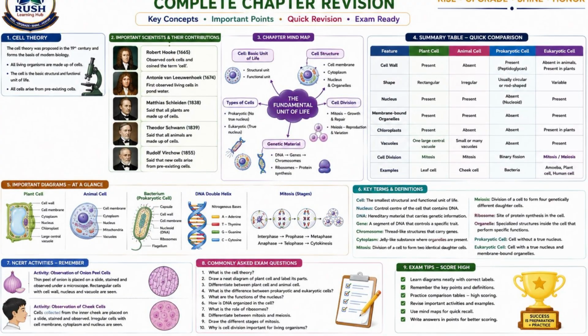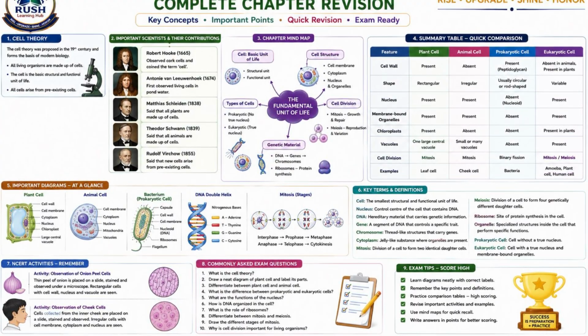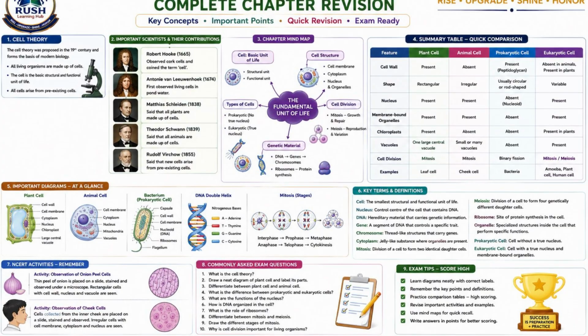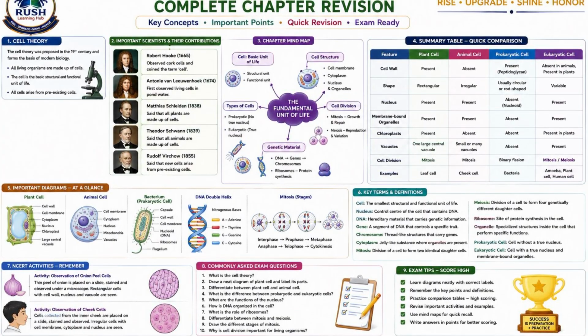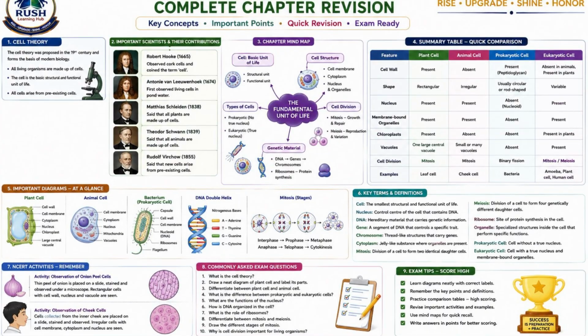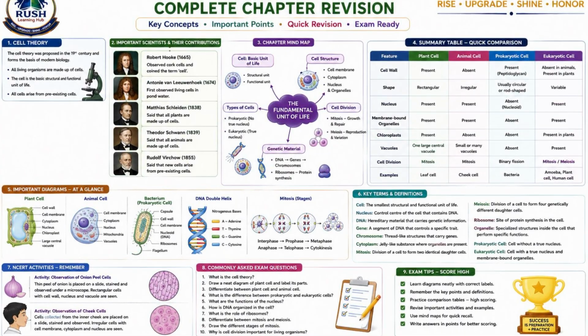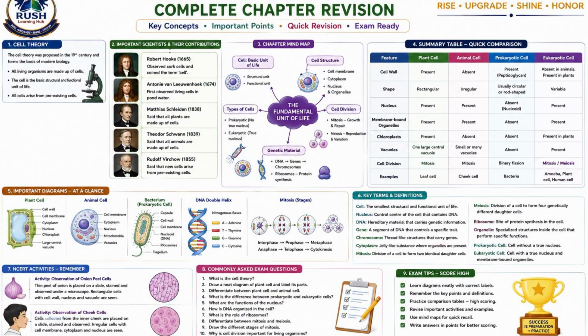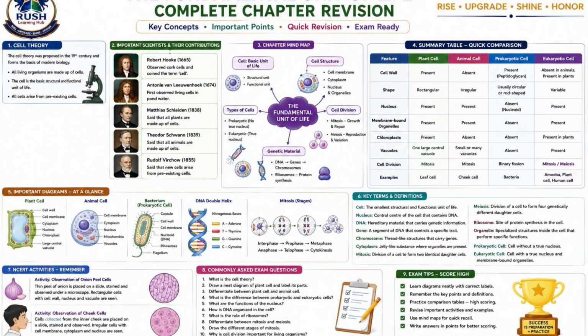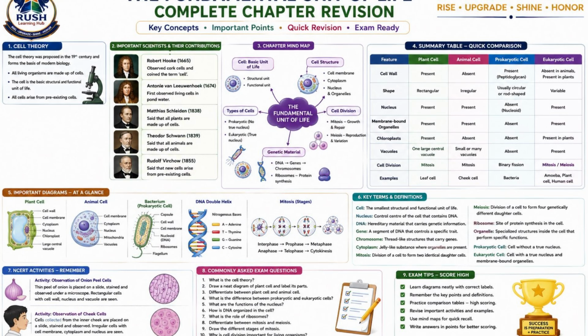What is meiosis? Cell division producing four genetically different daughter cells with half the chromosome number. Students, here are some final examination tips. Learn all diagrams carefully. Practice labeling plant cells, animal cells, mitochondria, chloroplasts, and the nucleus.